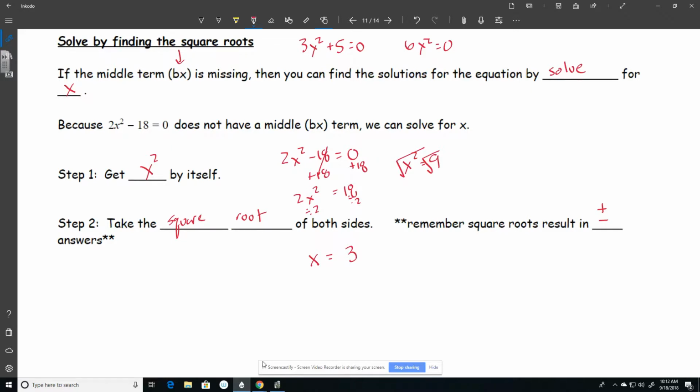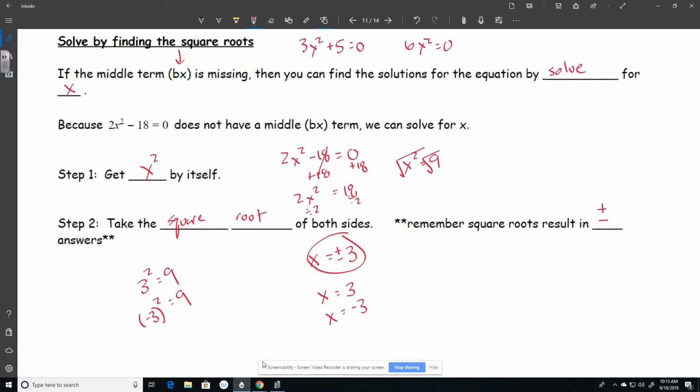To illustrate, if I have 3 squared, I get 9. But if I have -3 squared, -3 times -3 is also 9. So the square root of 9 isn't just 3. It's a +3 and it's a -3. So I actually have 2 answers. x is equal to 3 and x is equal to -3. You can write it this way. It means the same thing. This means x is a positive and a -3. So remember, when you take the square root, you have a positive and a negative answer.